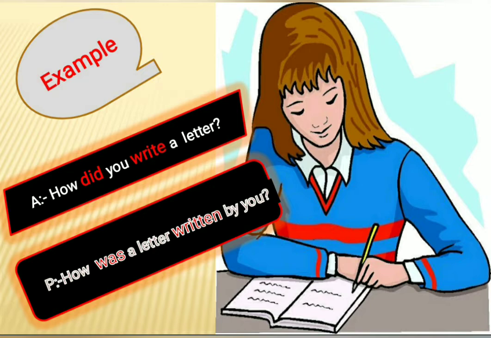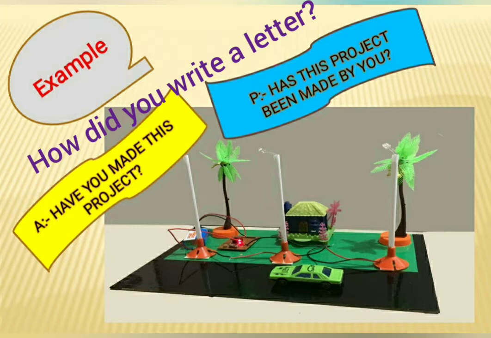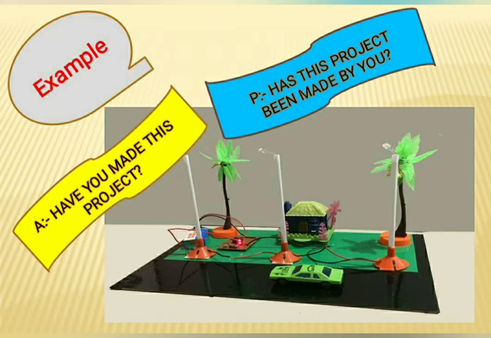Let's clear the doubt by solving one more example. Suppose in active voice you have, "Have you made this project?" And you have to convert this sentence into passive voice. Remember one thing, that this question starts with a helping verb. It means here subject and object both are present, as in the previous example, "How did you write a letter?"